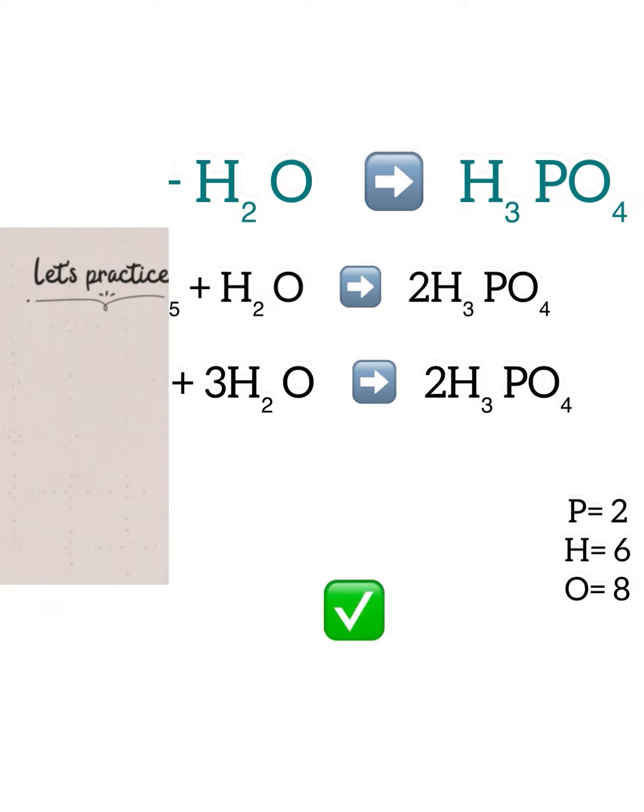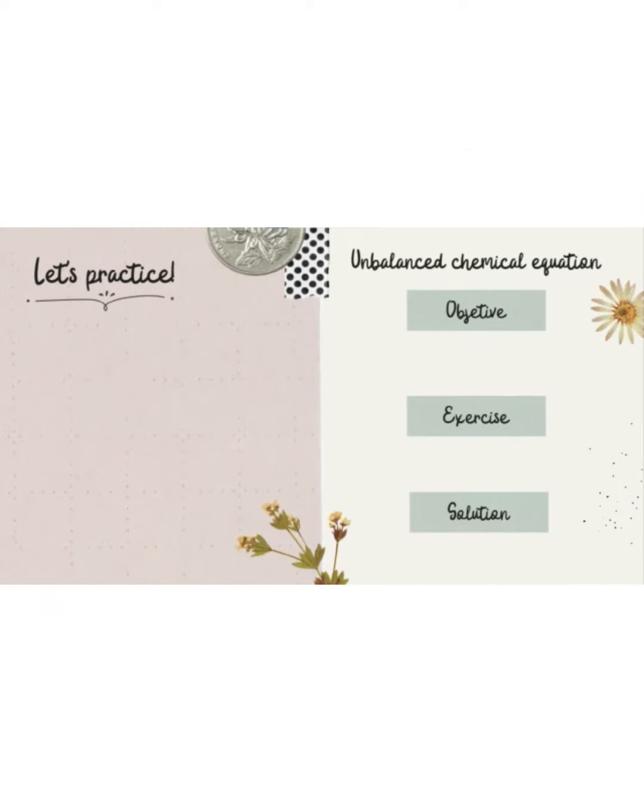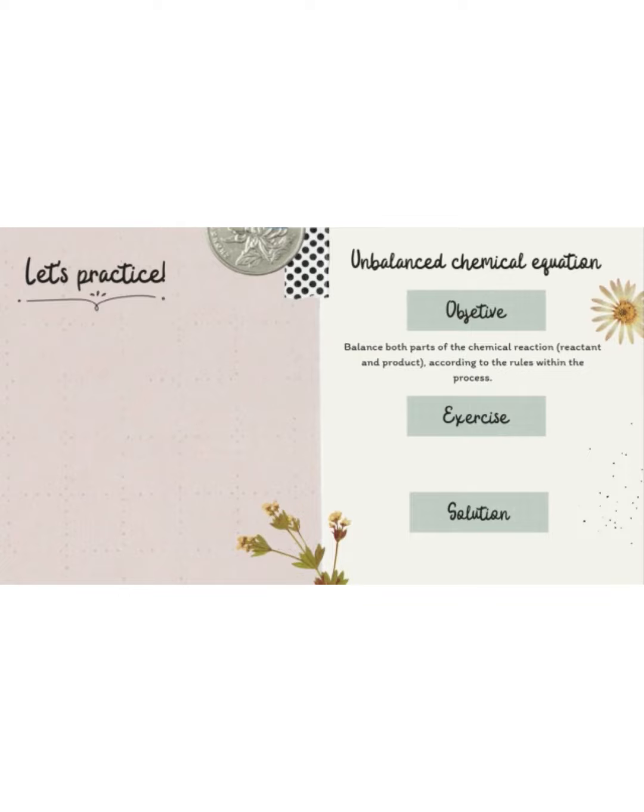and this equation is balanced. Good afternoon. Let's practice an example of a chemical reaction. First, let's know what the objective is. The objective is to balance both parts of the chemical reaction, reactant and product, according to the rules within the process.